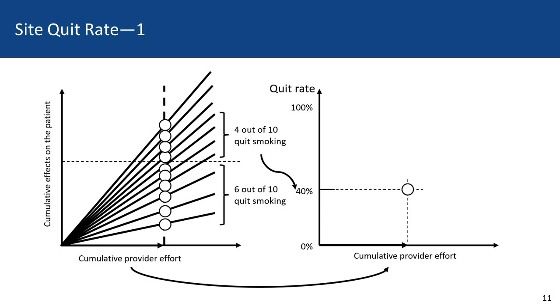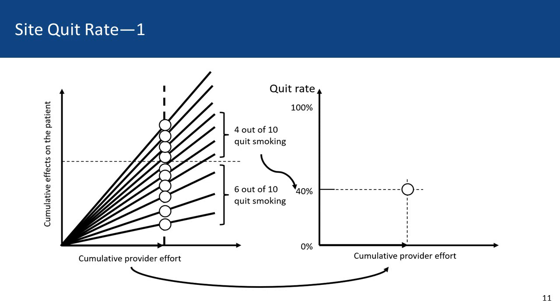In this case, we're seeing what is the quit rate, or in other words, what is the percentage of the patients in the site who have achieved a successful outcome, in this case, quitting smoking. So for this example, 4 out of 10 have quit smoking. So that means at the site level, we have a 40% quit rate. And so we can plot a point in the plot on the right side with 40% in the vertical direction and the cumulative provider effort shown in the horizontal direction.